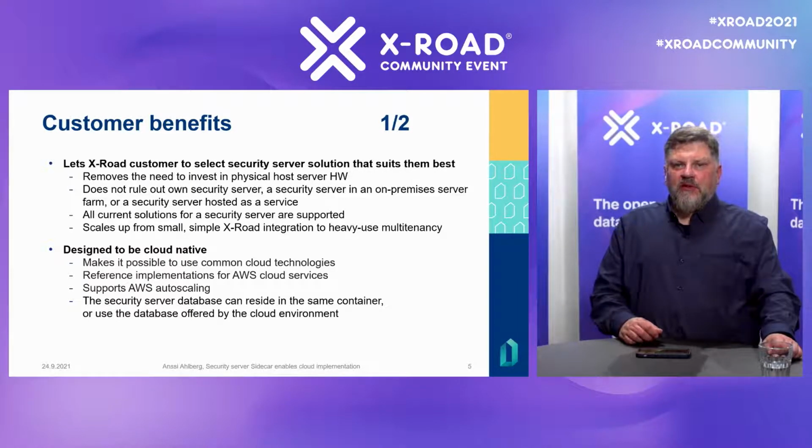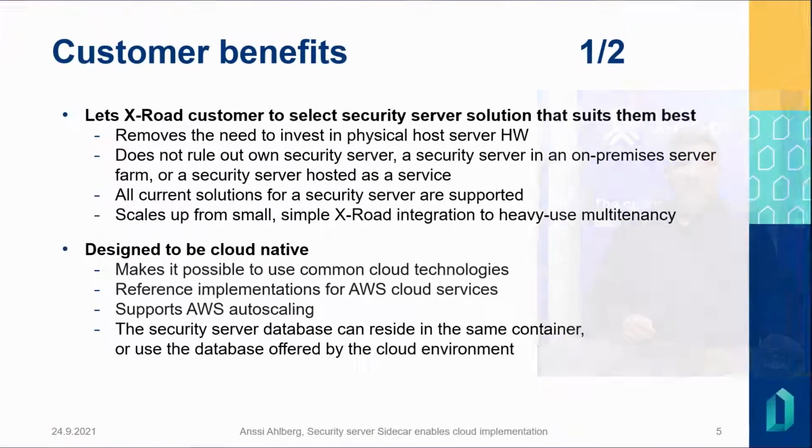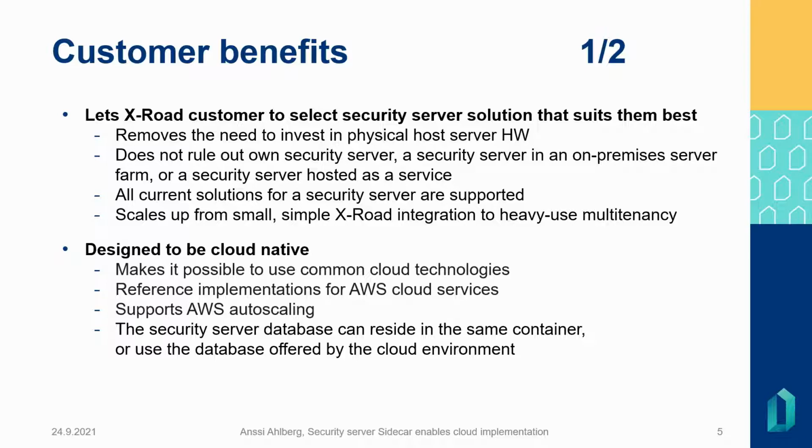As the project went on, we decided that we will design the security server Sidecar to be cloud native. So in that sense, it actually makes it possible for you to use the full capabilities of common cloud technologies. At the moment, together with NIIS, we provide a reference implementation for the AWS cloud services. We also support the AWS auto-scaling capabilities. That was one of the last things we added in the security server Sidecar just before we moved the project over to maintenance phase.